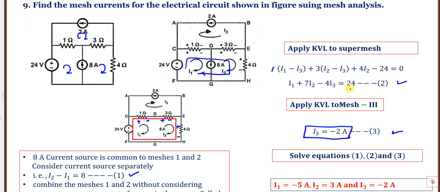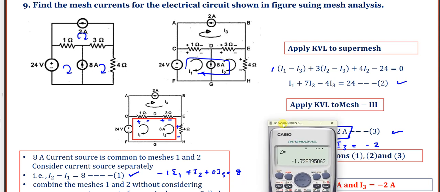So the third equation is also over. Now you can solve these three equations. I can write the three unknown variables. I can write 0 I1 plus 0 I2 plus 1 I3 is equal to minus 2. I can write minus 1 I1 plus 1 I2 plus 0 I3 is equal to 8. So these three equations I can solve using the calculator.